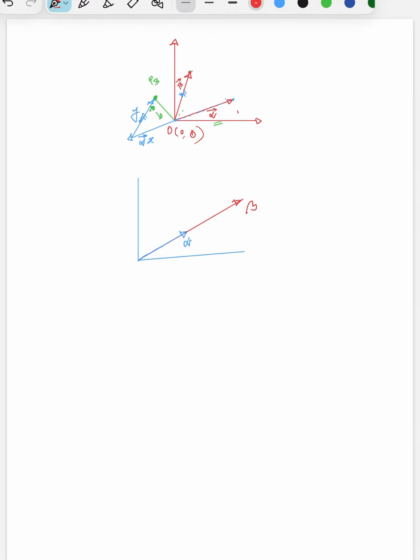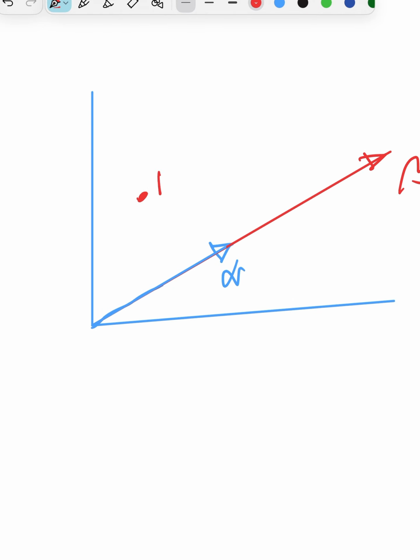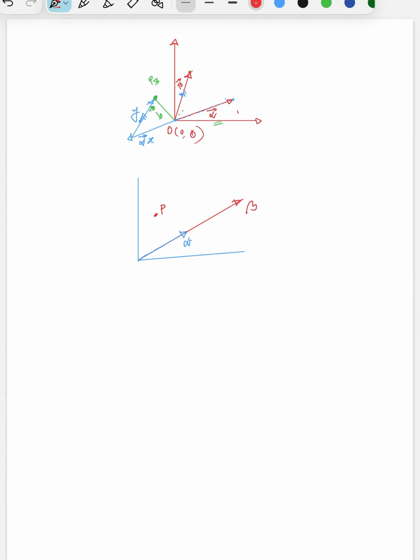And now say we have a point P, and we have the same equation, alpha x plus beta y. With this combination, can we ever get to this point? Or say we have a vector b, can we ever get the vector b with this combination?